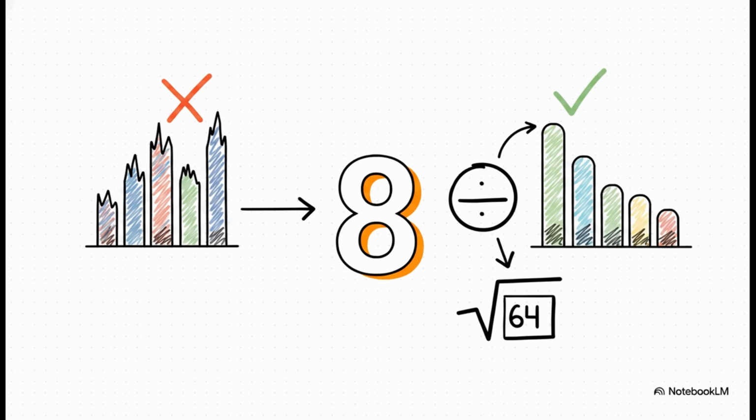So to fix it, we divide the raw scores by the square root of the dimension. The square root of 64 is 8. Dividing by 8 magically compresses all those extreme scores back down into a healthy, zero-centered range. This single, highly effective step is exactly why it's formally called scaled dot product attention.